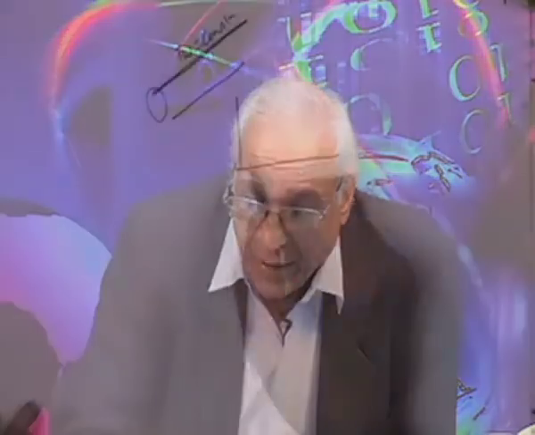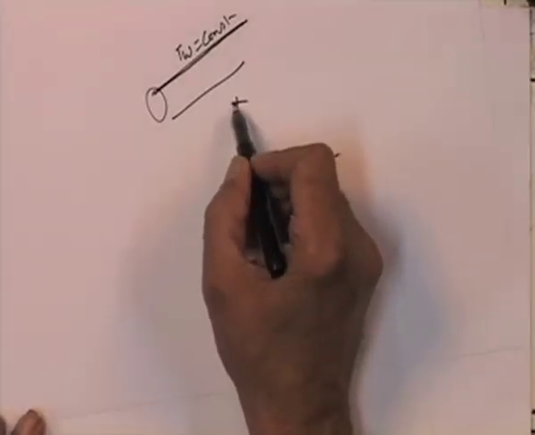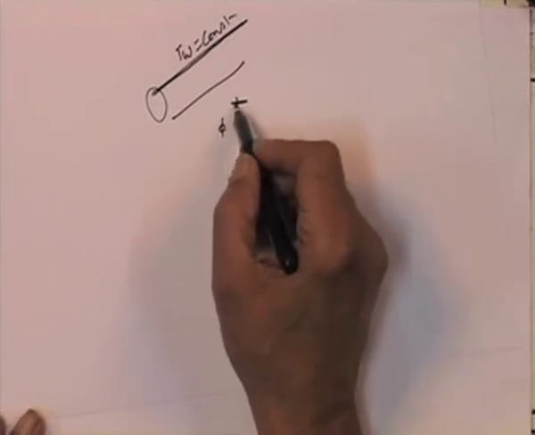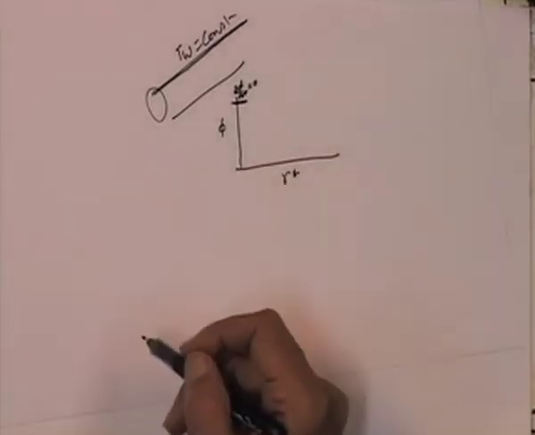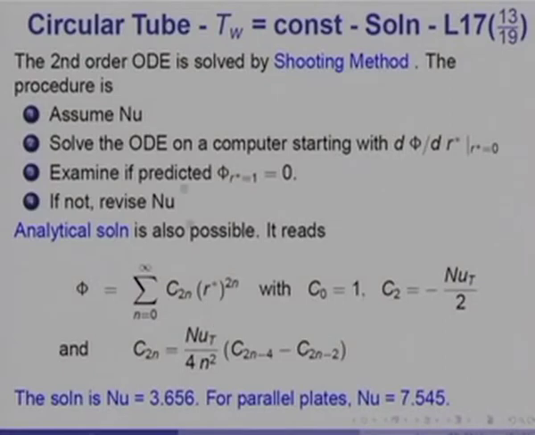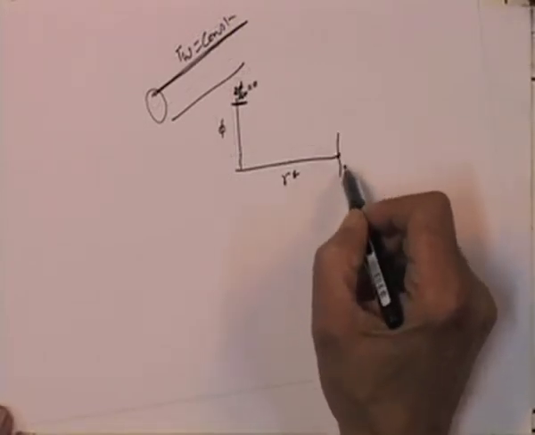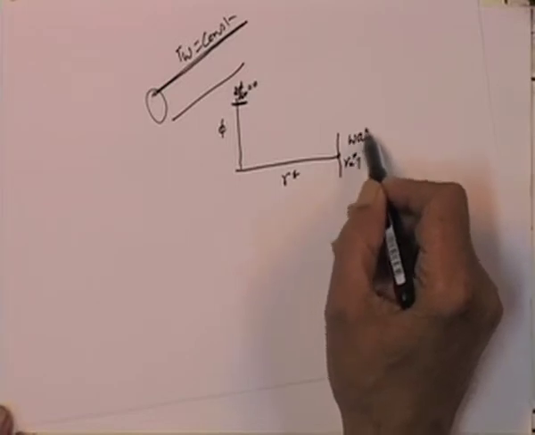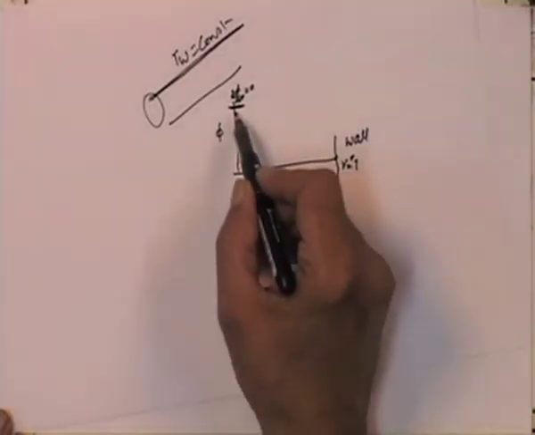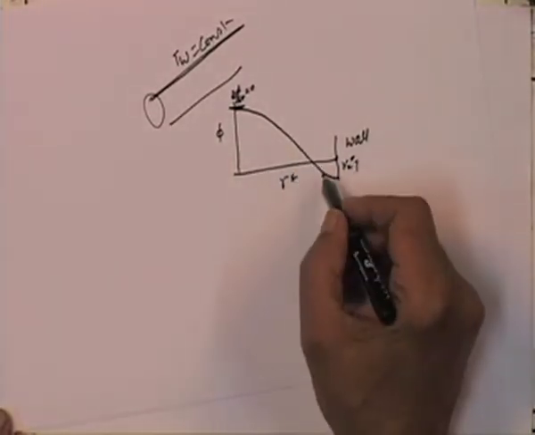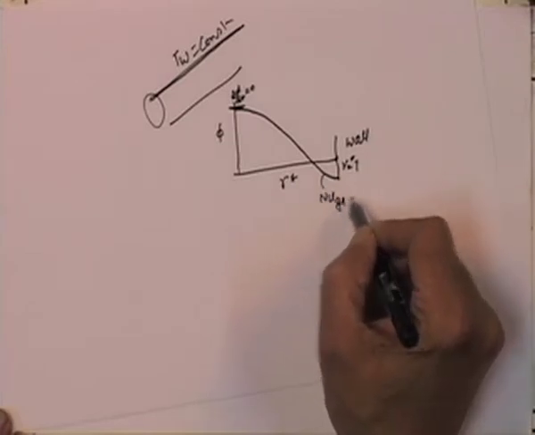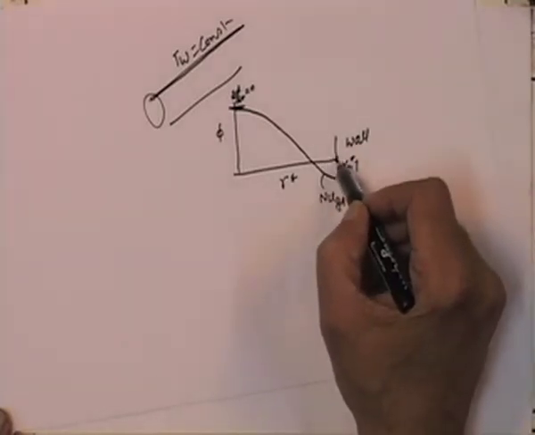So, what one does is that, let us say this is r*, and we want d phi by dr* equal to 0. The actual value of phi would not matter. All that we want is d phi by dr* equal to 0. It is a dimensionless quantity. So, we assume a value of Nusselt number and solve the ordinary differential equation on a computer perhaps, and you will come up with a value of phi at r* equal to 1, which is the wall, where we want phi to be 0. If our guess was incorrect, then the chances are that you will come up with this. So, this is new guess 1. Obviously, it is not equal to 0 as I want it.